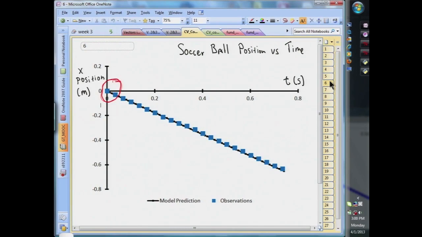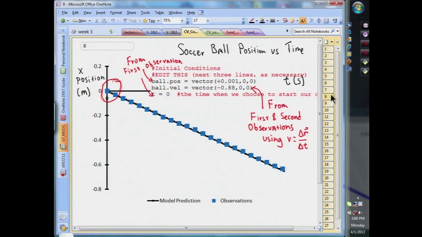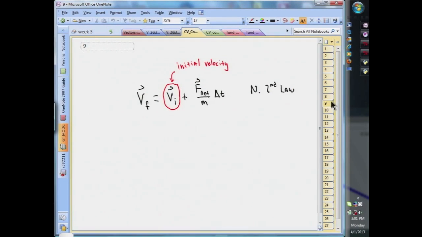First, we should recognize that at early times, the predicted positions aren't really predictions. Recall, we used our observations to set the initial conditions for our model. We used the first observed position and corresponding time to set those quantities in the model, and we used the first and second observed positions and corresponding times to estimate the initial velocity of our ball for our model. We always need to do something like this. We always need to start out with this information to predict the future motion using Newton's second law, because that's what Newton's second law says.